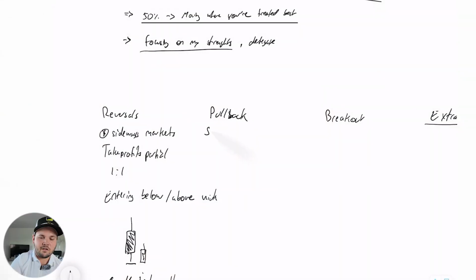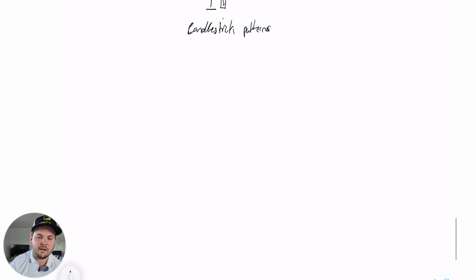Okay, next we'll talk about pullbacks. One thing that's very important when you trade pullbacks is the strength of the trend. So I'm putting these out of a 1 to 3. This is my scale. You can have whatever scale you want. Some people have like fancy names for these. I just have my own scale and I kind of go with it. That's how I like it.